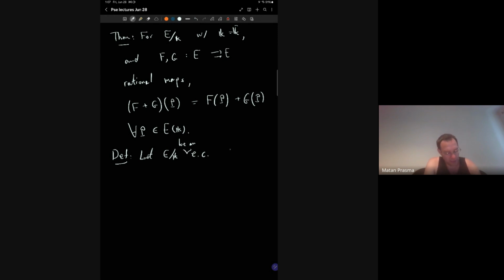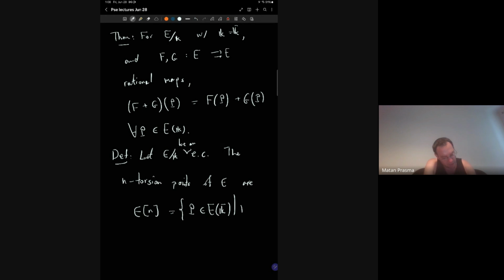The n torsion points of E are E bracket n. This is the set of all points in E over the algebraic closure of K, such that NP is equal to the zero element in E.